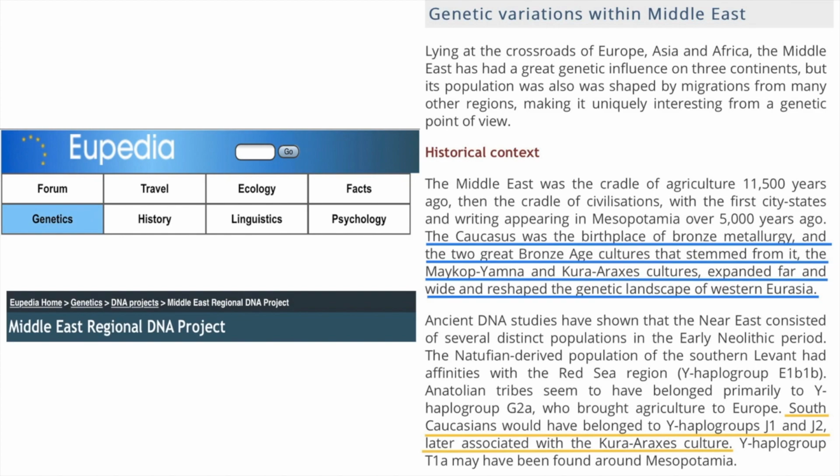So this is from Eupedia, Middle East Regional DNA Project, and it reads, the Caucasus was the birthplace of bronze metallurgy, and the two great Bronze Age cultures that stem from it, the Maykop-Yamnaya and core Araxes cultures, expanded far and wide and reshaped the genetic landscape of Western Eurasia. South Caucasians would have belonged to Y haplogroups J1 and J2, later associated with the core Araxes culture. So we see a connection between the core Araxes culture and South Caucasians with haplogroups J1 and J2.